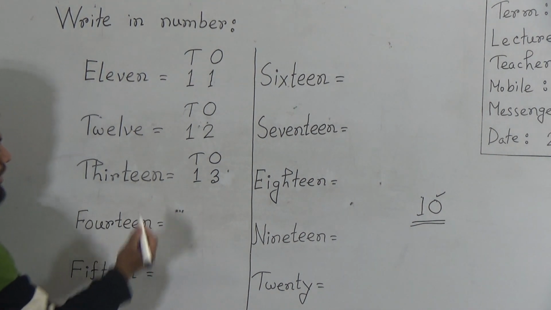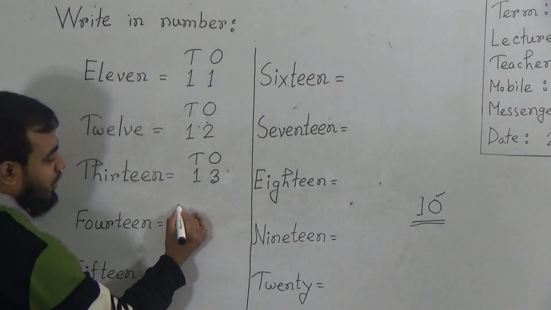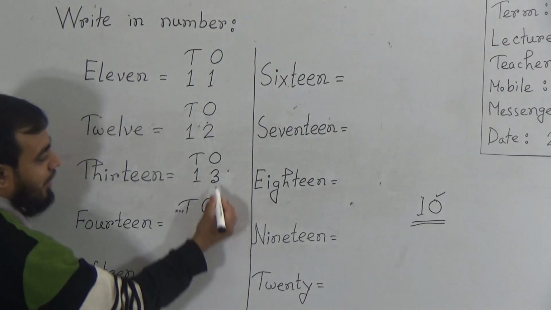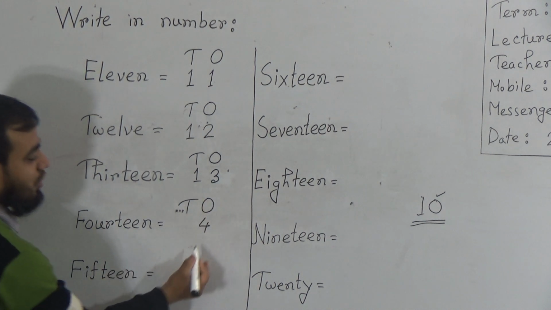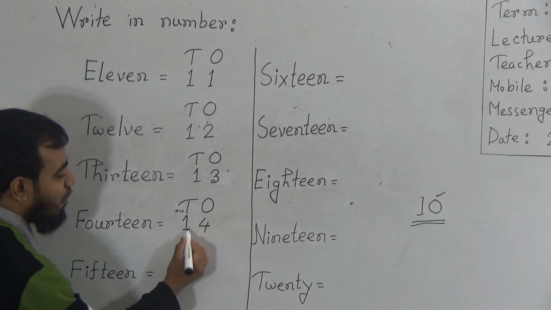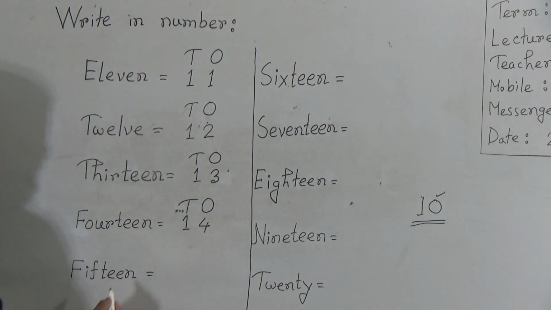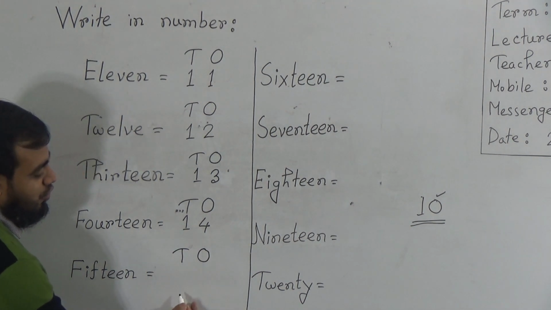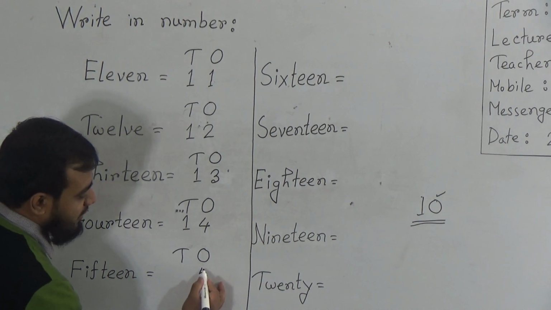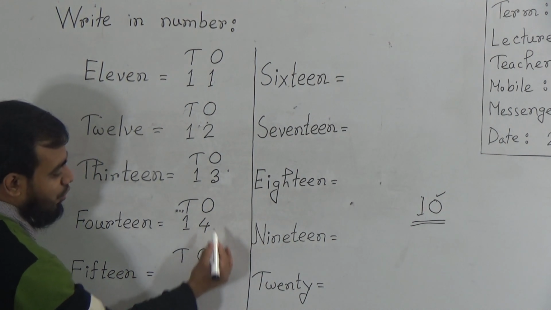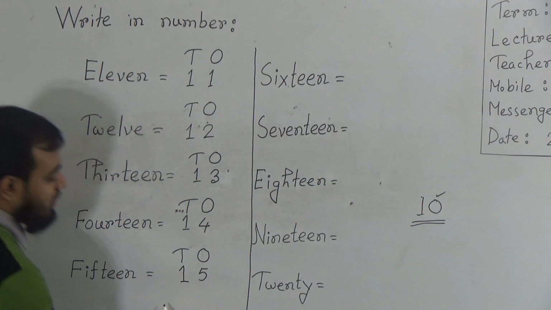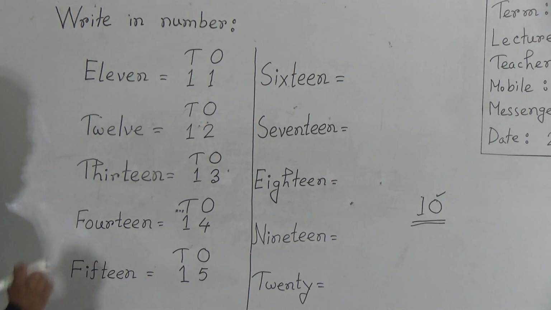After 13, the number comes which is 14. To write down 14, we need to write down in the ones position the number 4, because after 3 the number comes which is 4. And in the tens position, we write down 1 again. So 1 and 4 make 14. Now the number we need to write down is 15. To write down 15, in the ones position we write down 5, because after 4 we have 5. And in the tens position, we write down 1 again. So 1 and 5 make the number 15.